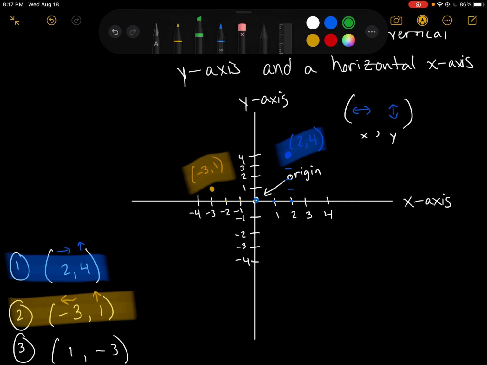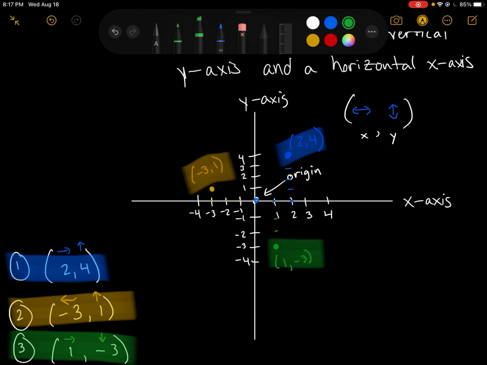Our last one, we can do in green. Again, GPS directions to start. 1 is positive, so we go 1 to the right this time. -3 is down because it is negative. So 1 to the right, and then 1, 2, 3 down leads us to right 1, comma, -3 down.